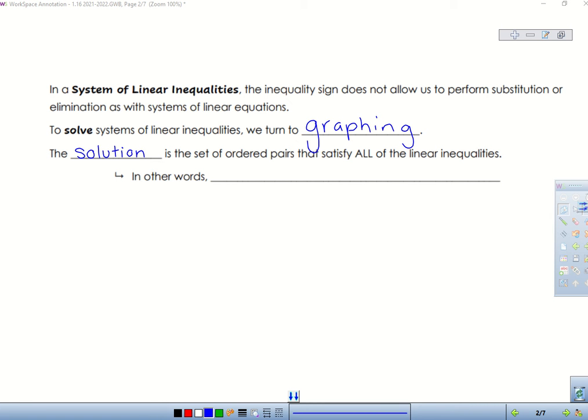This tablet, hang on. The shaded regions overlap.